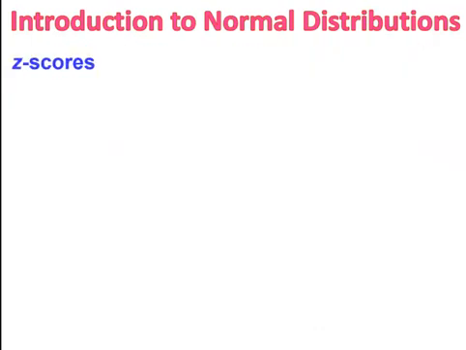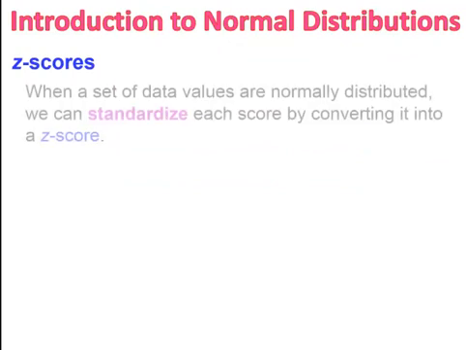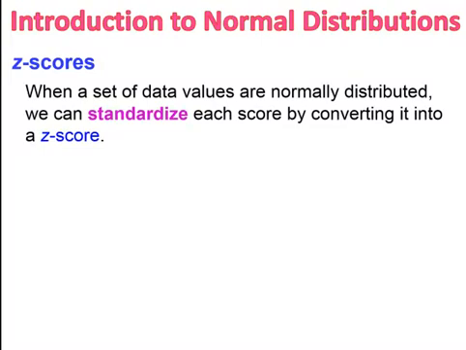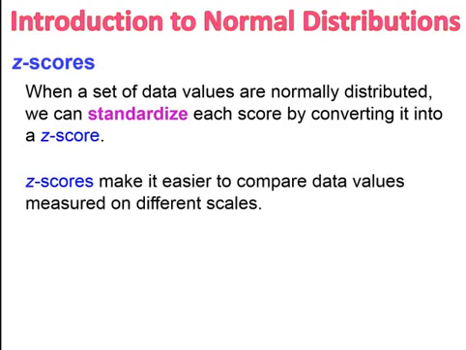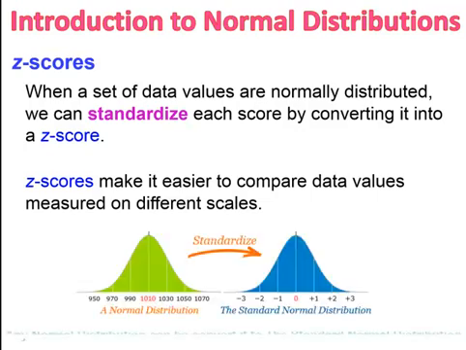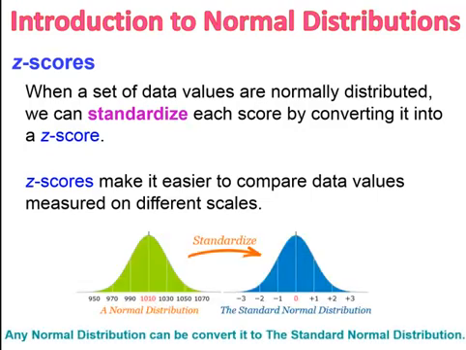When we're working with normal distribution, we're going to be working with z-scores. When we have a set of data values and they're normally distributed, we can standardize each score by converting it into a z-score. The z-score makes it easy to compare data values measured on different scales. When we standardize the score, we'll have z values.